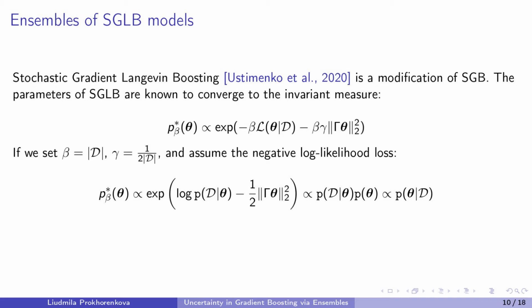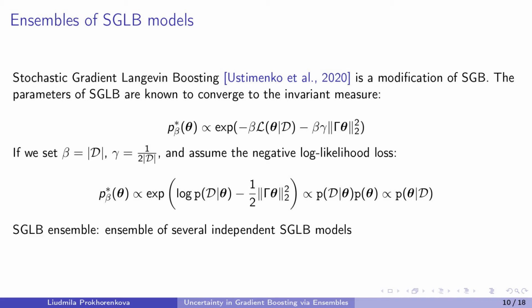If we properly set the parameters of the algorithm, we can note that P star becomes asymptotically proportional to the true posterior. So we can generate an ensemble of several independent SGLB models and guarantee that they are asymptotically sampled from the true posterior. In practice, training an ensemble of several models can be too expensive. Ideally, we would like to train a single model but still be able to detect outliers.